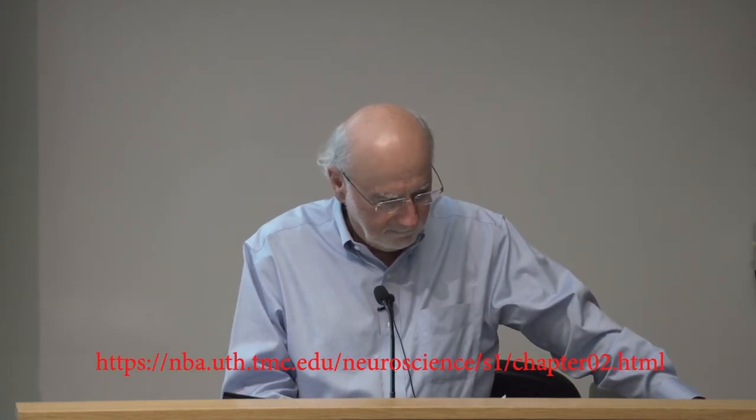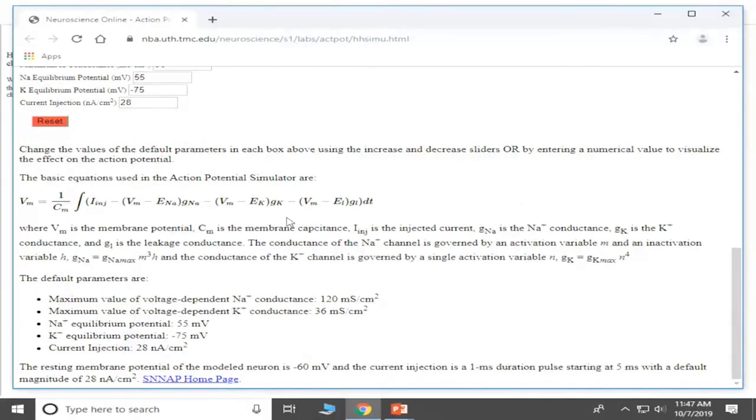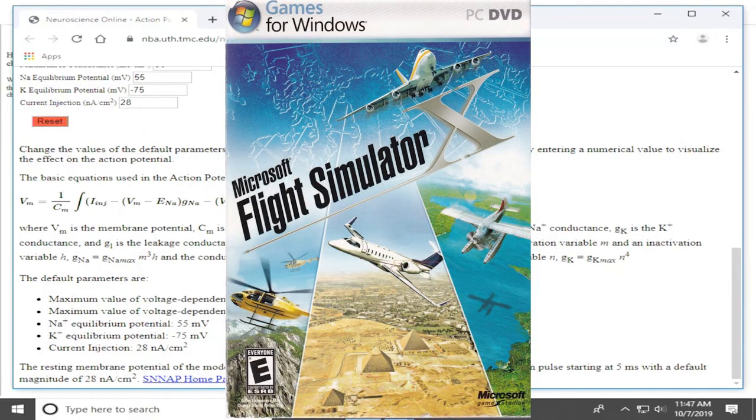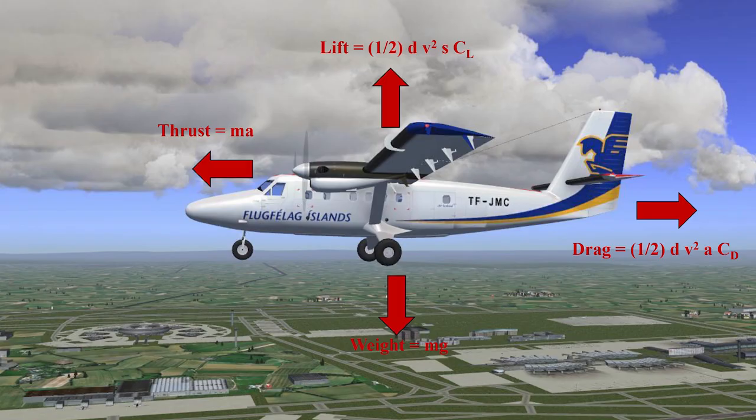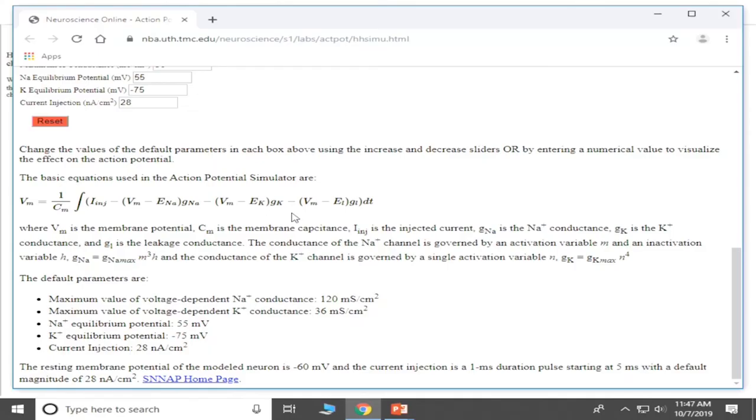Okay, so if you go to your electronic syllabus, there is a simulation program. There are equations that describe the ionic mechanisms of the action potential. You can solve these equations, but the computer simulation does it for you, just as you can have a flight simulator that takes the equations of flight, the lift and the drag and the thrust, and you could solve the equations and simulate flying an airplane. You can have an action potential simulator.